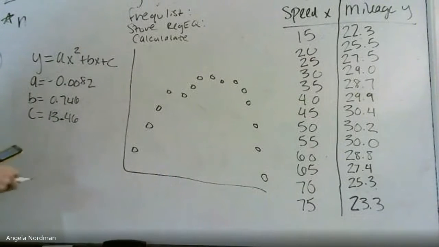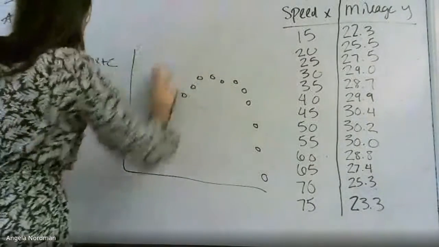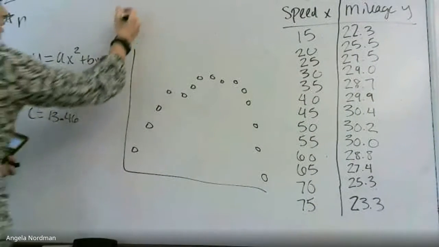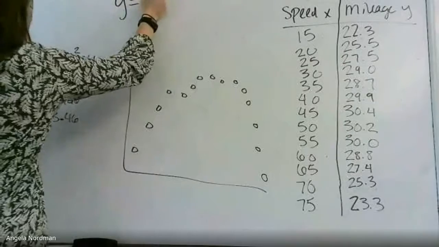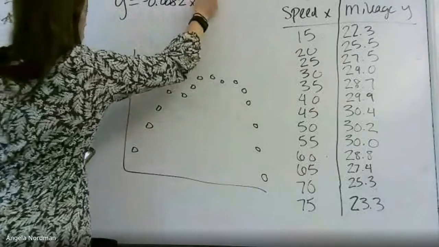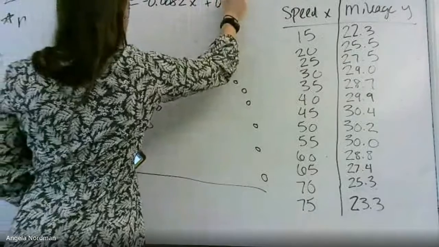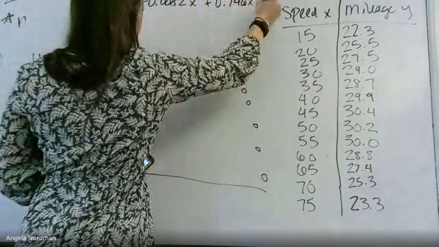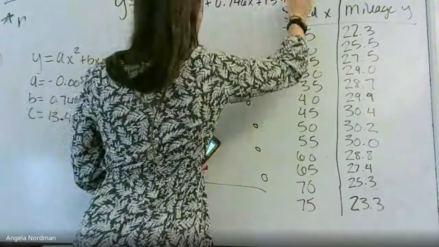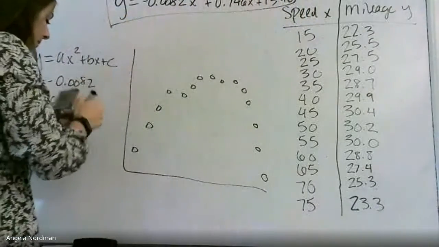So they gave us the function's equation so that we can plug in each of our variables. Our actual regression model would just be substituting my A for my A, my B for my B, my C value for my C. So my regression would be y equals negative 0.0082x squared plus 0.746x plus my C, 13.46. That is my quadratic regression model.